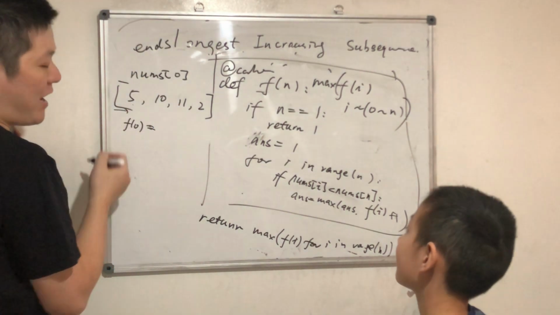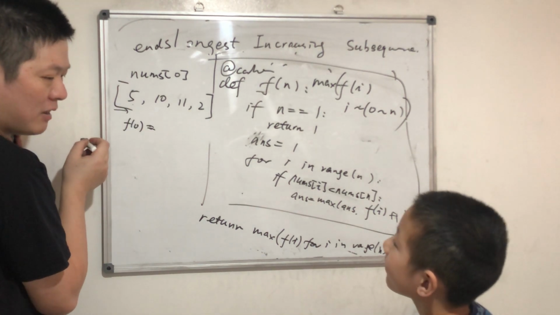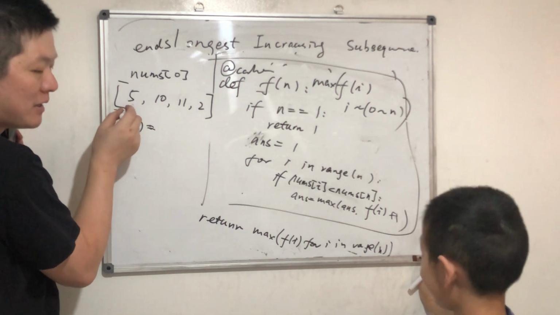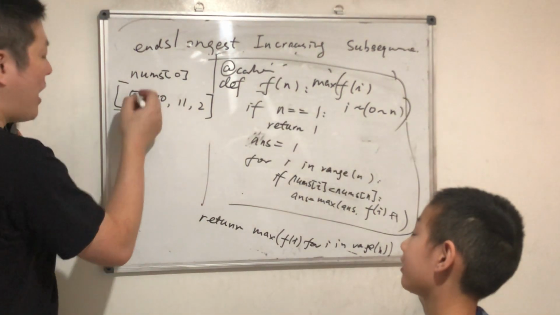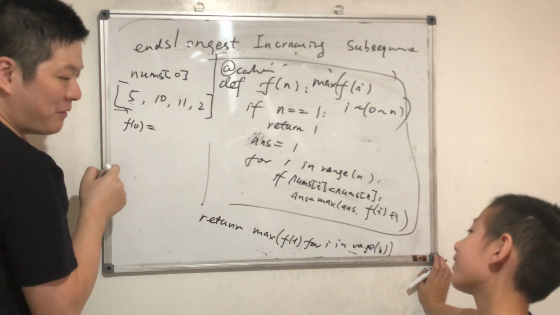Ends in number 5. Can you find any longest subsequence that ends in number 5? Ryan, what's the longest subsequence? 10 and 11. No, I mean something ending in 5, not starting with 5. Ends with the number 5.